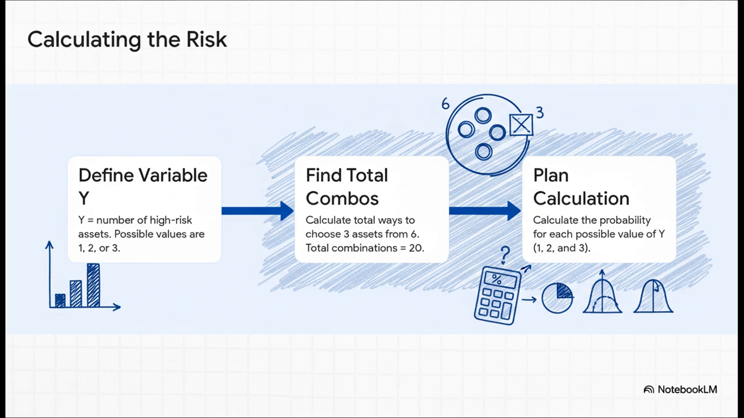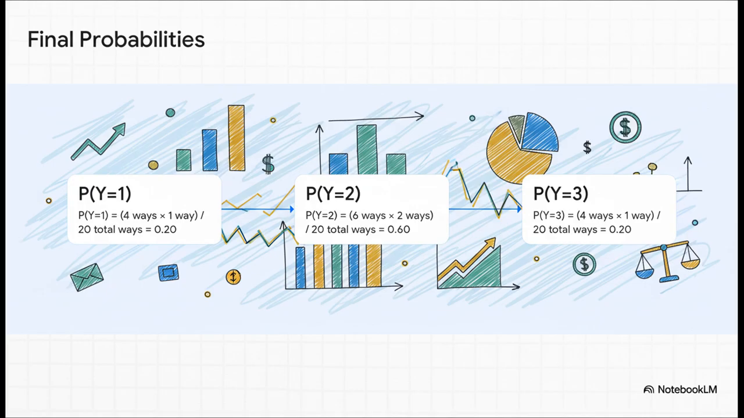Next, we figure out the total number of unique 3-asset portfolios we can possibly create from the 6 available assets. The math tells us there are exactly 20 combinations. This number is the foundation for everything that comes next. Okay, now we build our probability blueprint. For the first case, picking exactly 1 high-risk asset, there are 4 ways to pick that 1 asset and only 1 way to grab the 2 required low-risk assets. So 4 times 1 gives us 4 successful combinations out of 20 total, for a probability of 20%.